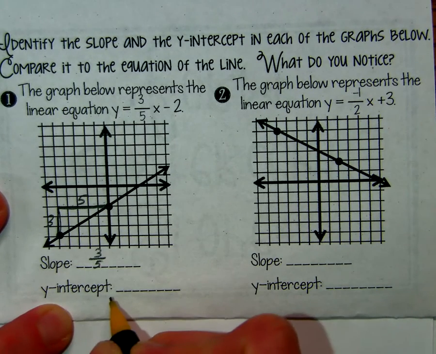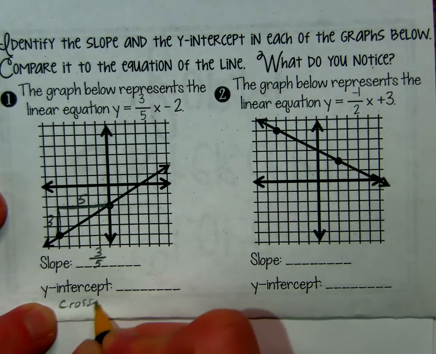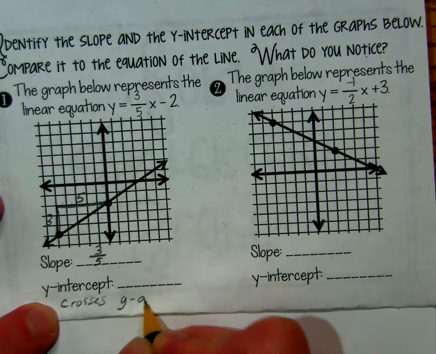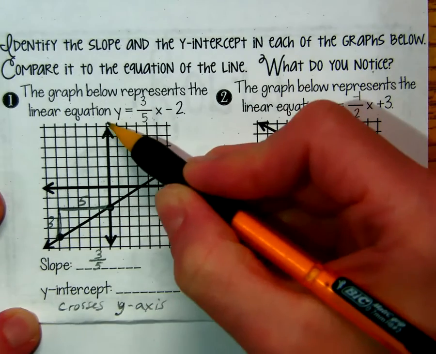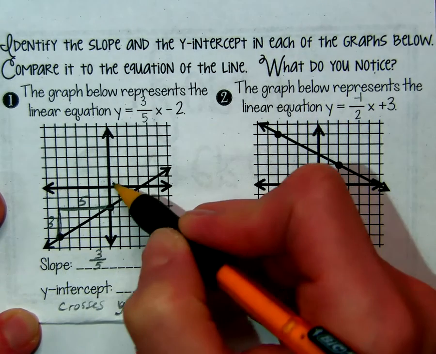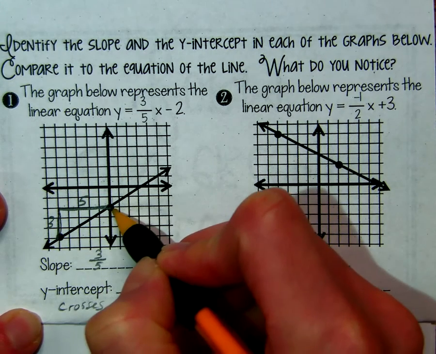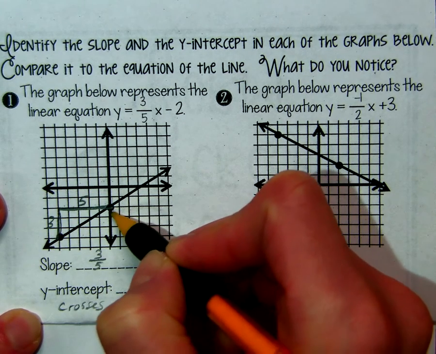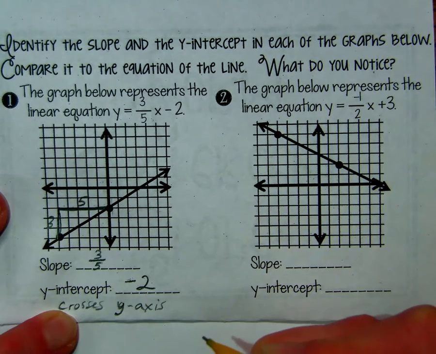Now the y-intercept is where the graph crosses the y-axis. So this is our y-axis, and if we start at the origin and count down 1, 2 to where it crosses, we see that that's -2 on the y-axis. So our y-intercept is -2.